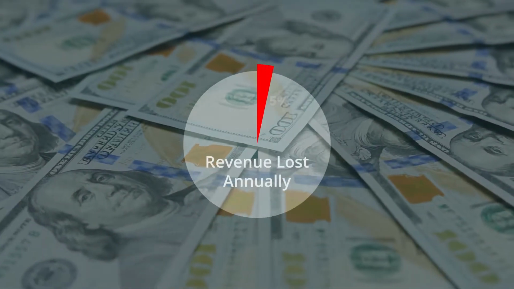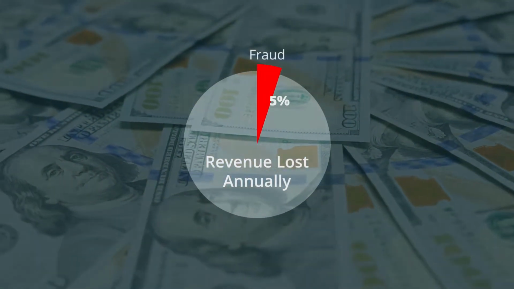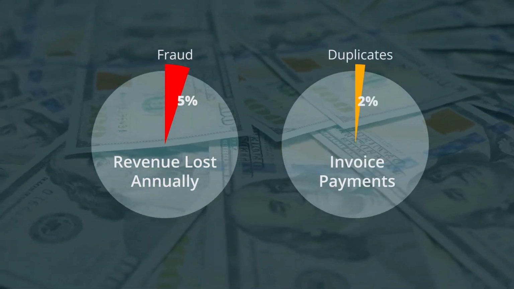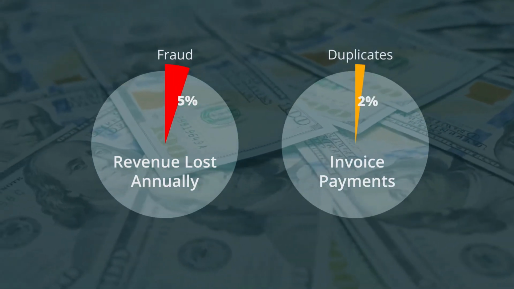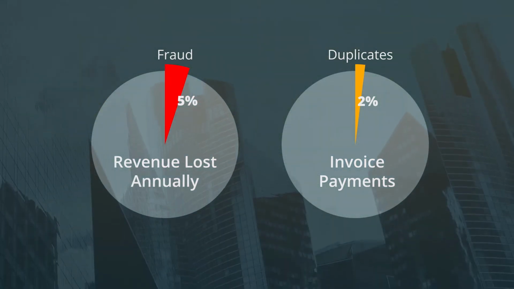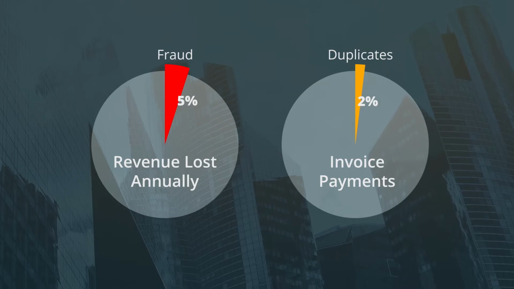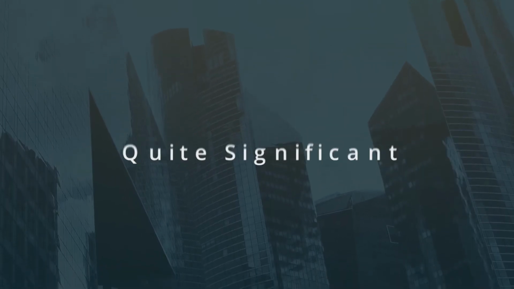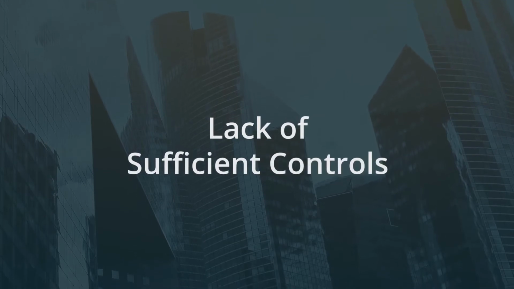Would it surprise you to know that 5% of revenue is lost annually to fraud? Well, what if I told you that 2% of all invoice payments are duplicates? At first glance, those percentages may make these seem like small issues. But when a multi-million or billion-dollar company assigns dollar values to them, those numbers become quite significant. And the reason they exist is the lack of sufficient controls to identify them.